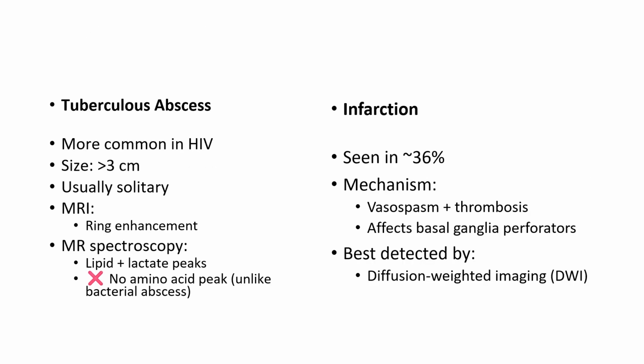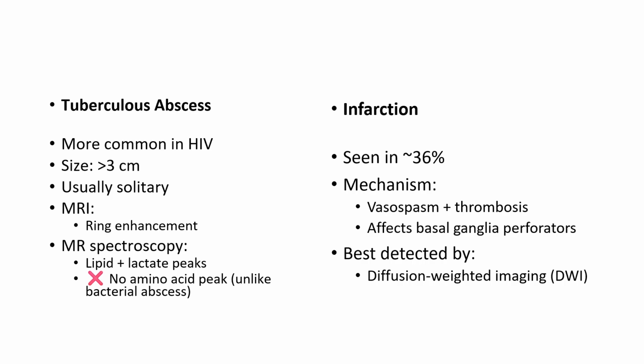Tubercular abscess is more common in HIV when the size of the lesion is more than 3 centimeters, usually found as a solitary lesion. MRI will show ring enhancement. Spectroscopy will show lipid and lactate peaks with no amino acid peak, unlike bacterial abscess.